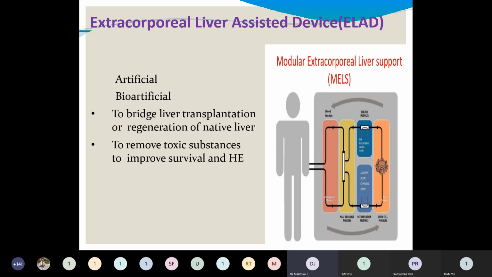It is used to bridge to liver transplantation or to allow regeneration of the native liver, to remove toxic substances, and to improve survival and hepatic encephalopathy. So this picture is very blurred, I think. The liver support can be done through this artificial device, like we normally do for dialysis, like peritoneal dialysis and normal renal dialysis. So like this, it's a liver dialysis which can be done through this chamber.